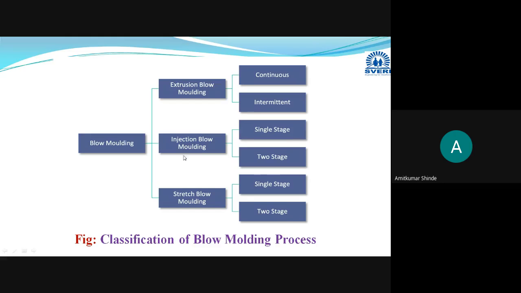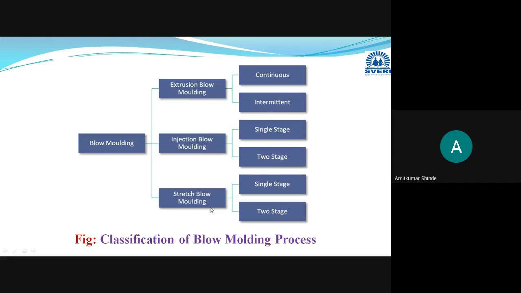Okay, in the same way, for injection blow molding, if suppose the making of the parison and giving it the desired shape and size by blowing or inflating it, if these two operations we are performing on a single machine, with the help of a single machine, then it will be termed as single stage injection blow molding. And if the making of the preform is done on a separate machine and its blowing or inflating operation is performed on another machine, then it will be termed as two stage injection blow molding.